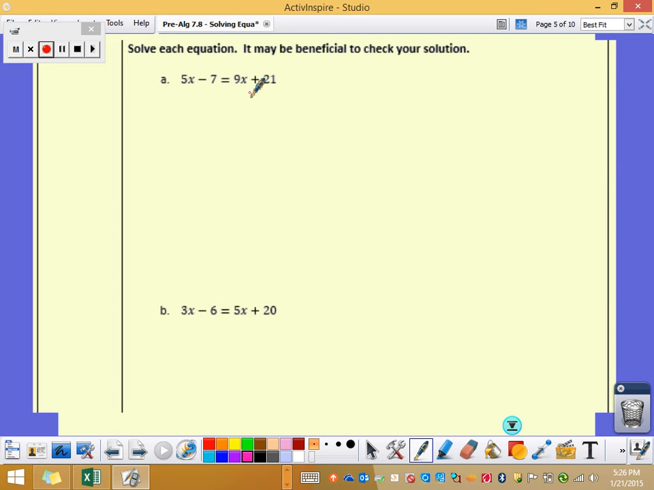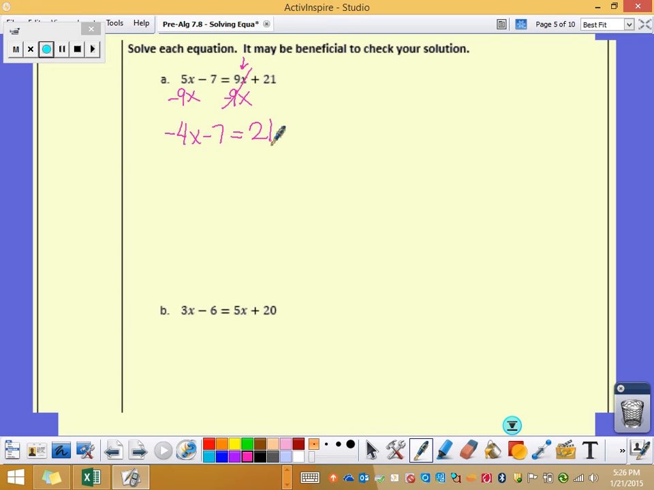So beginning on step 4, we use inverse operations to get the variable on the left side of the equation. I look at the right side here, and I see there's a 9x on the right side. That's my variable term. So I'm going to move that over to the other side by using inverse operations. It's a positive 9x, so I'll subtract 9x from both sides. This 9x minus 9x cancels out. 5x minus 9x is a negative 4x. That minus 7 just carries down, and we're left with 21 on the right side.